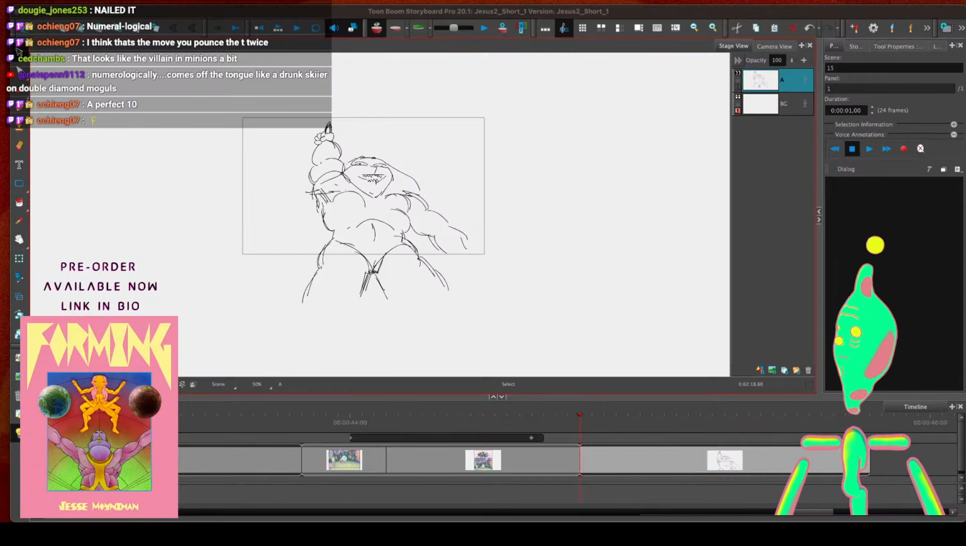Oh yeah, I just hid the tablet for now because I kind of like showing off J2's body.